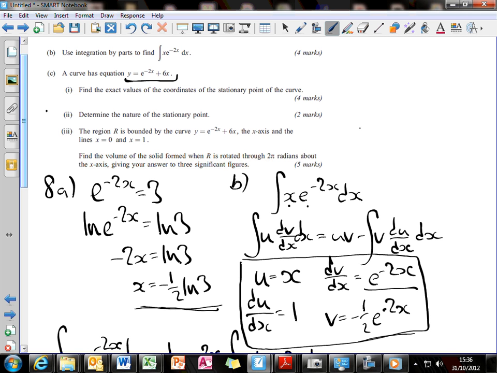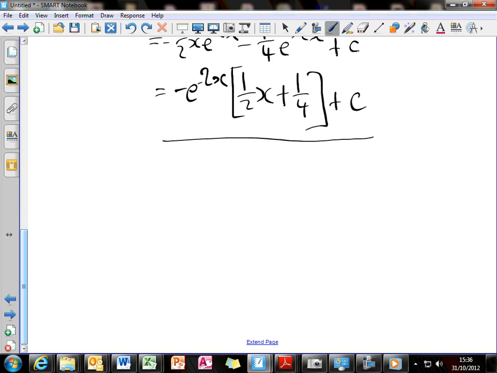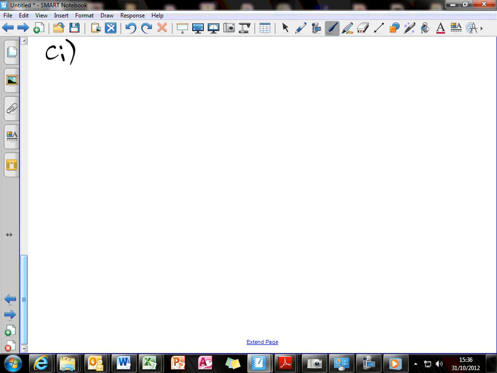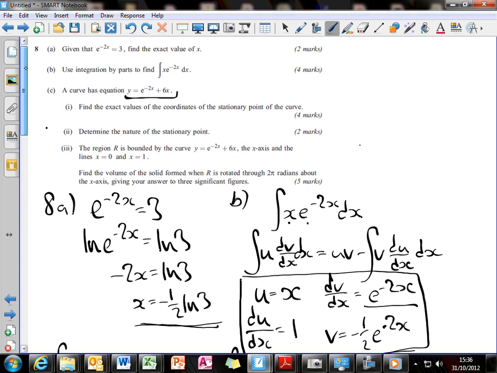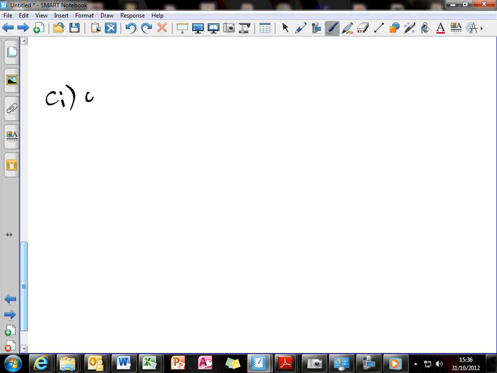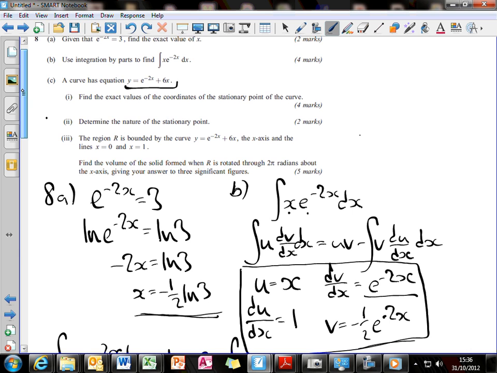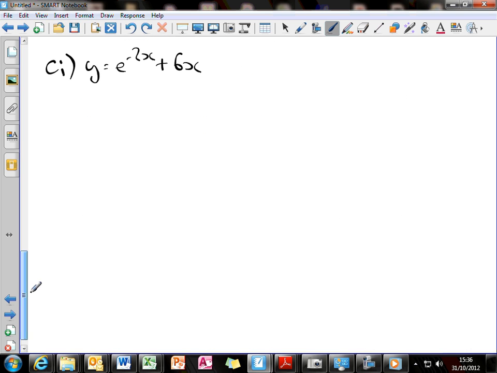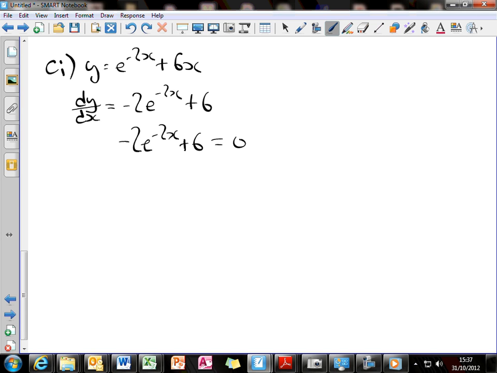So let's have a go at this, part C part I. We're given the curve is y equals e to the minus 2x plus 6x, and we want to find the coordinates of the stationary point. So let's differentiate it. The differentiation is the gradient, so this is going to be minus 2e to the minus 2x plus 6, and we want the gradient to be 0 because that's where the stationary point is. So let's put all this equal to 0, and then we're going to have to solve this.